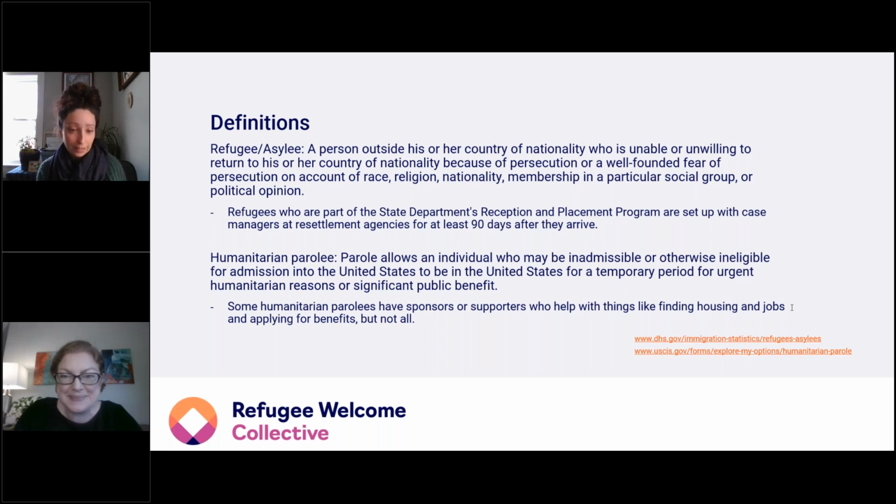Humanitarian parole is something that's been around for quite a while, but we're seeing more and more people have this status. This is an individual who comes to the United States for a temporary period of time for urgent humanitarian reasons. Everyone who's coming to the US right now under the Uniting for Ukraine program, which I imagine is why several of you are here, has this status of humanitarian parole. Some of these parolees have sponsors or supporters who are helping with things like finding housing and jobs, but not all. Next slide, Grace.